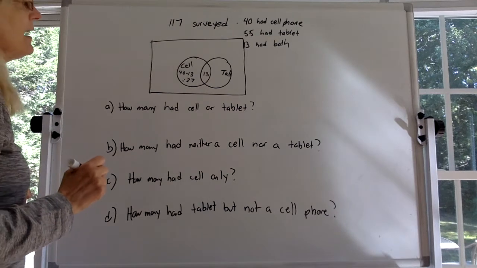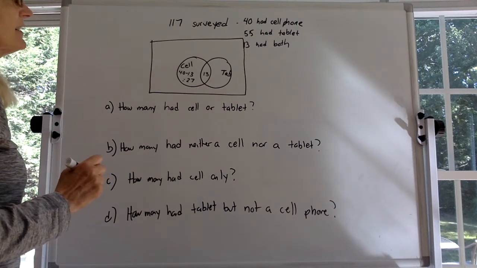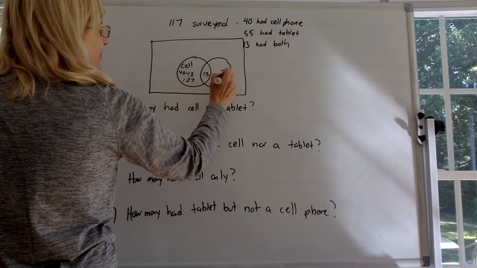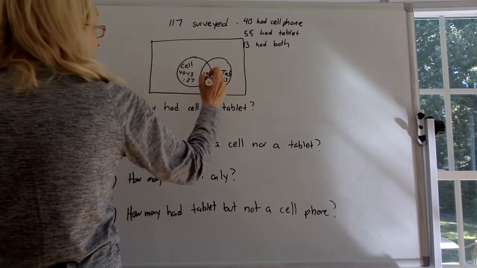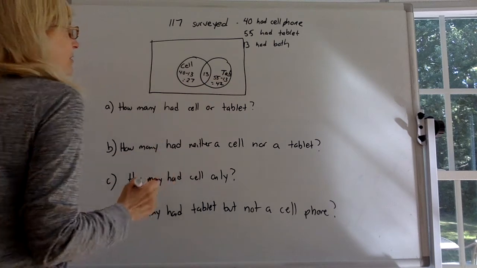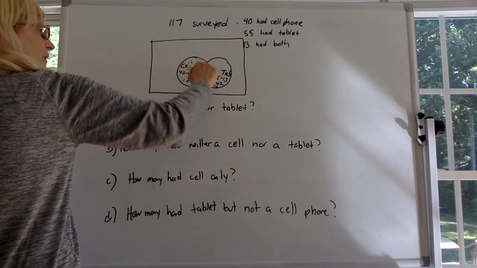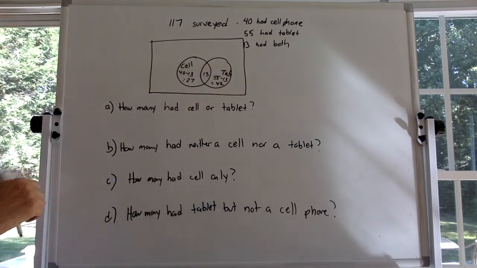And how about for the tablet? They said 55 had a tablet, 13 had both. So this section is going to be the 55 minus the 13. So that's equal to 42. So now we have 27 in this just cell section, 13 on the overlap, and 42 in the tab section.